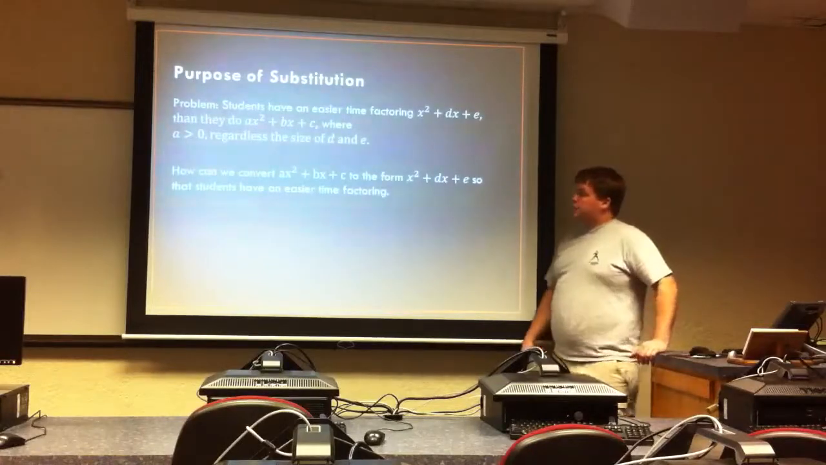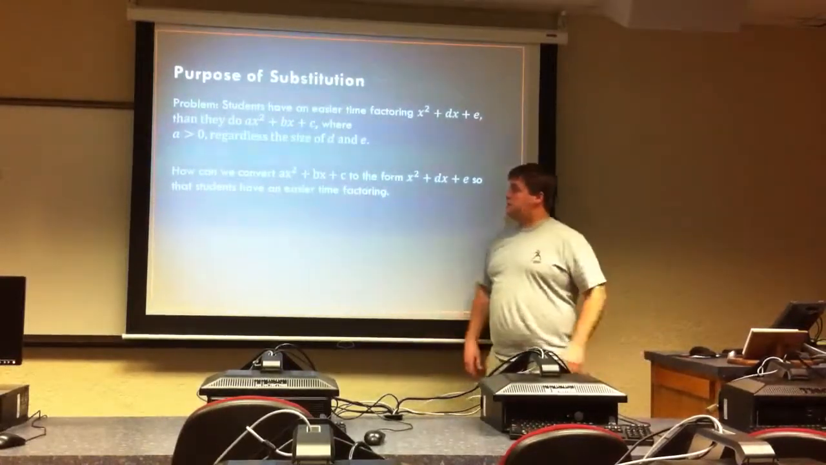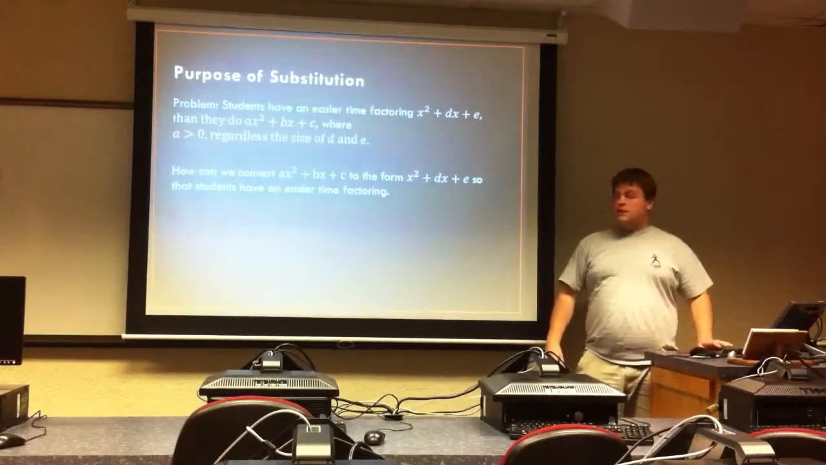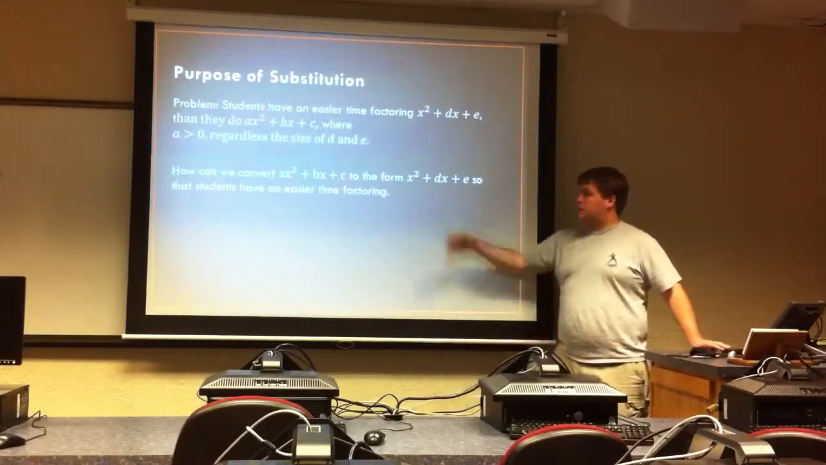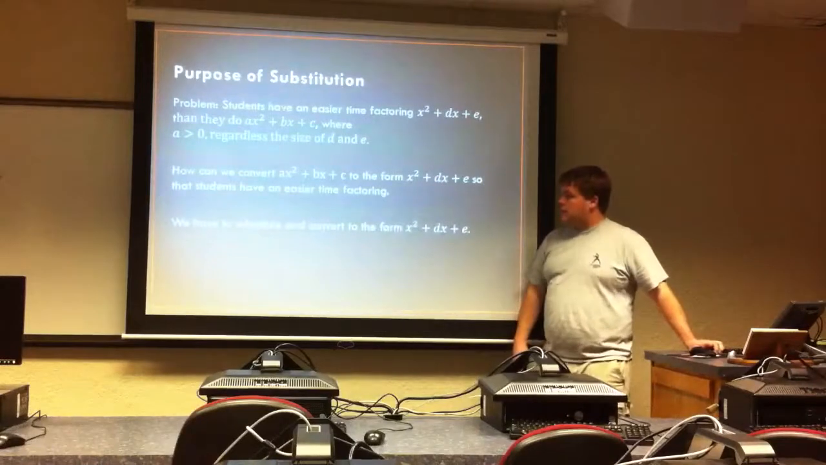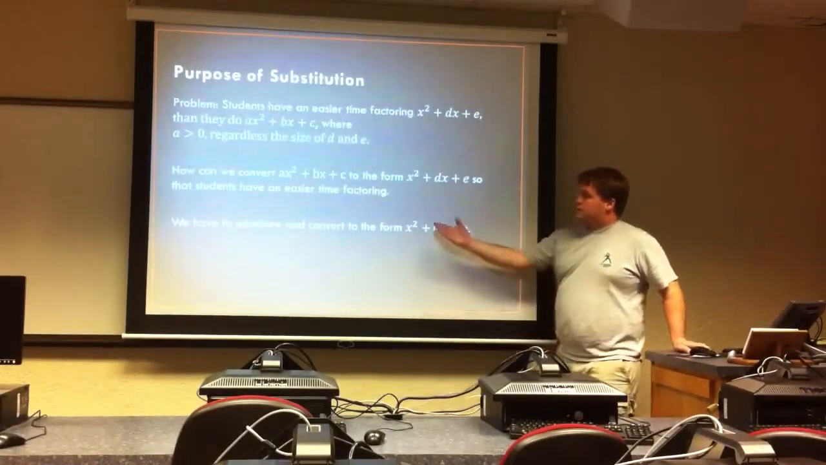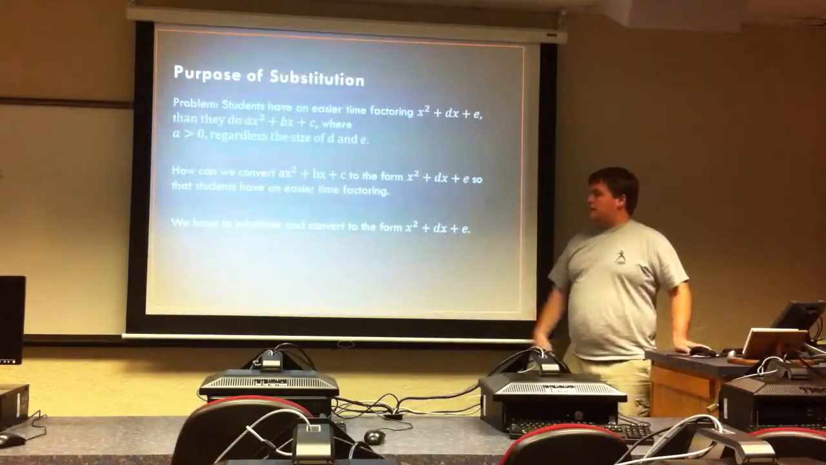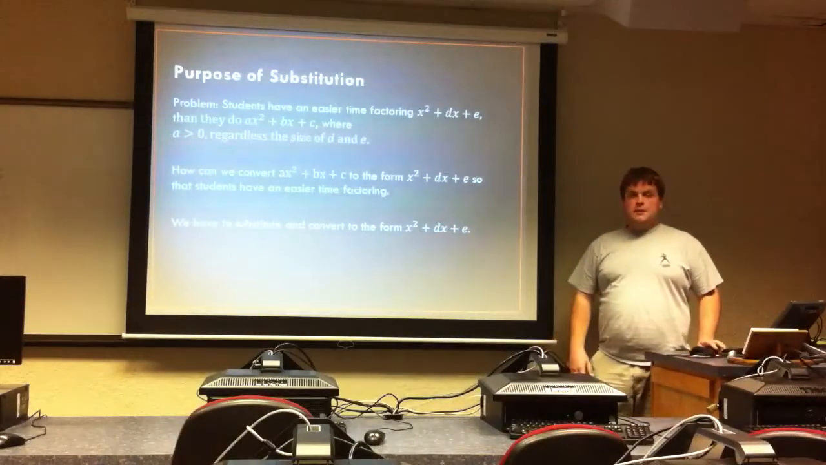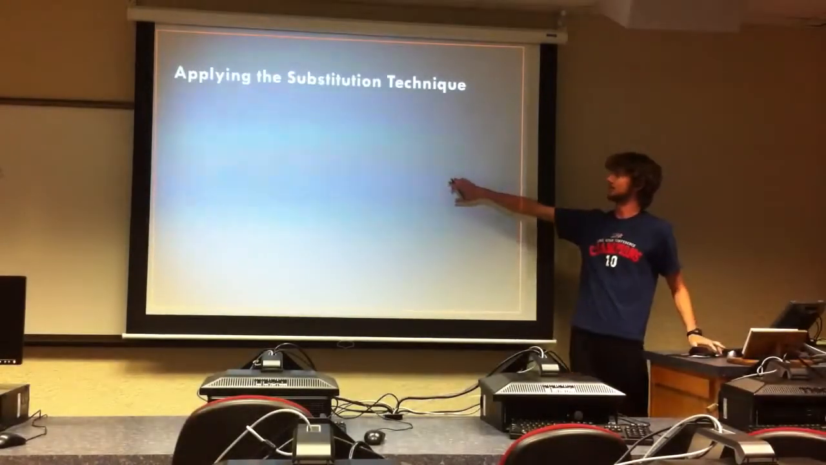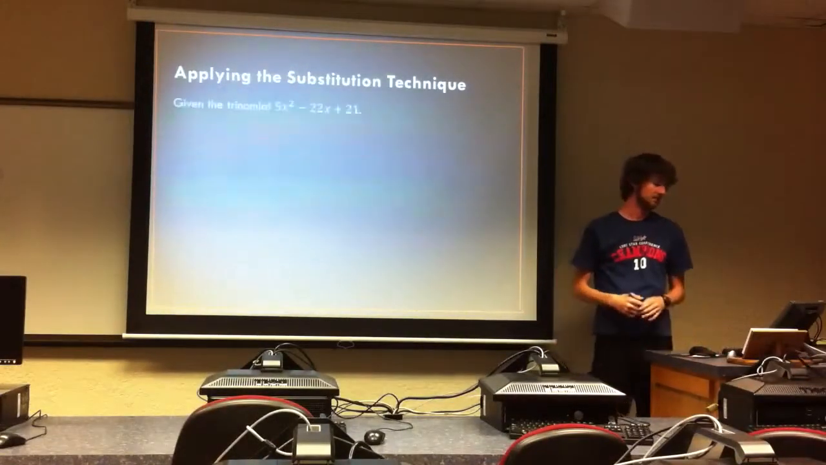So, how can we convert the form ax squared plus bx plus c to the form x squared plus dx plus e, so that students may have an easier time factoring these more difficult trinomials? Well, we have to substitute and convert the form ax squared plus bx plus c to the form x squared plus dx plus e. But how do we do this? This is how we're going to apply the substitution technique.